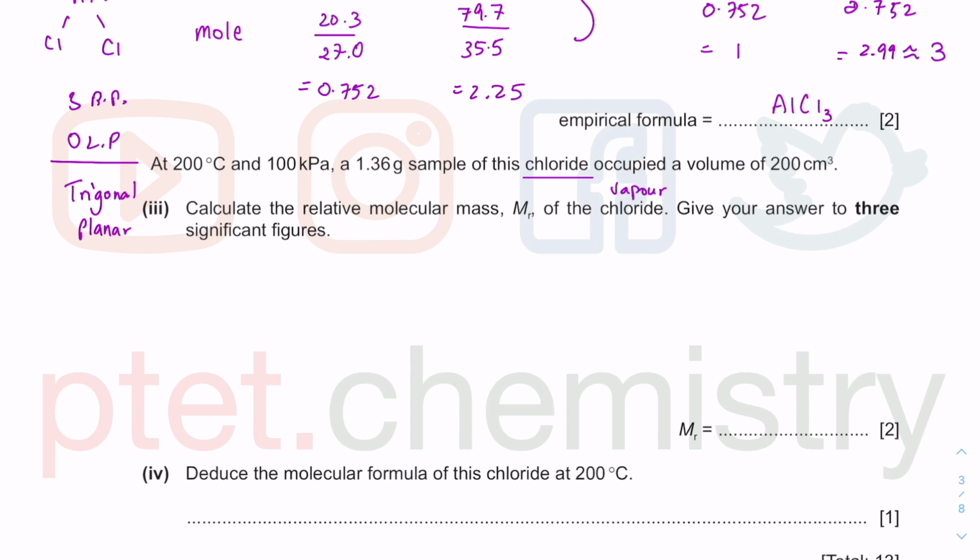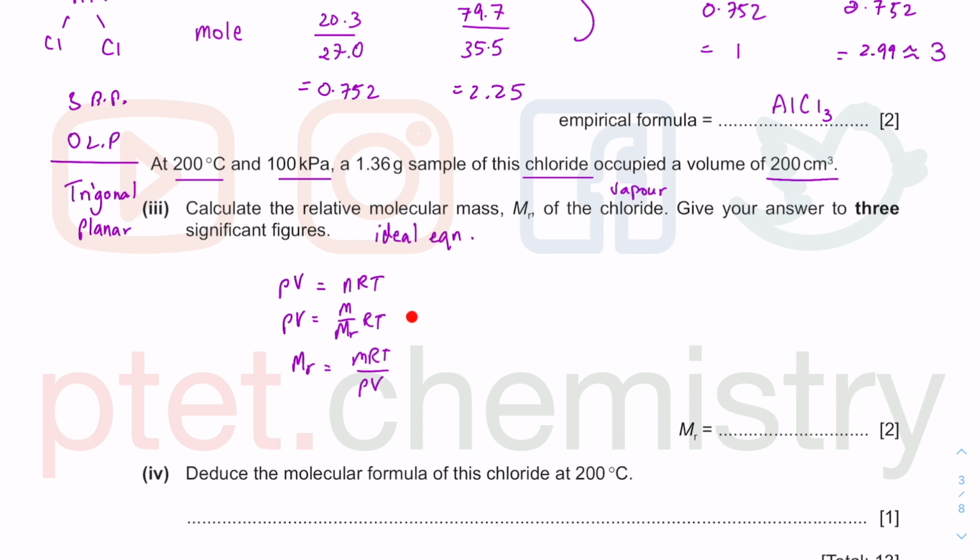in the gaseous phase, they occupy this much volume. And they give you the temperature and the pressure. It seems like this is an ideal gas equation kind of thing. In our ideal gas equation, pV equals nRT, and that n refers to mass over Mr for the gas. If I want the Mr, I have mRT over pV.